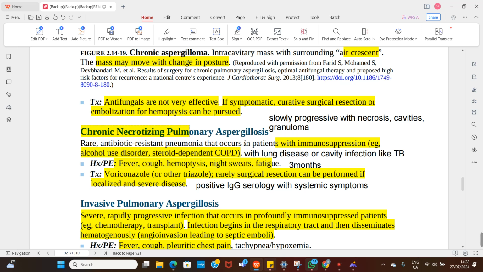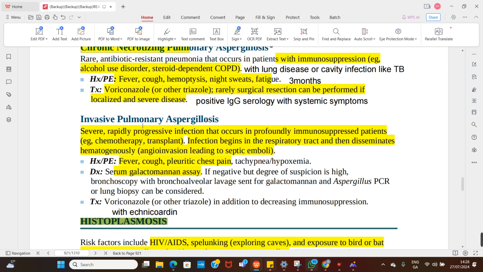Which can contain fluid, it can contain debris. That's number two. Number three is now when you do your lab test. They said lab test is negative in aspergilloma, but you do your lab test, you are seeing serology, positive IgG towards aspergillus. Are you still going to be thinking aspergilloma? No. So that is chronic necrotizing pulmonary aspergillosis. Very easy. Then the last is now your invasive pulmonary aspergillosis.